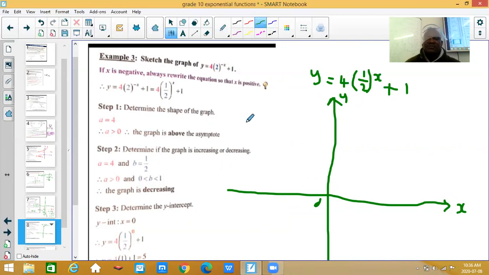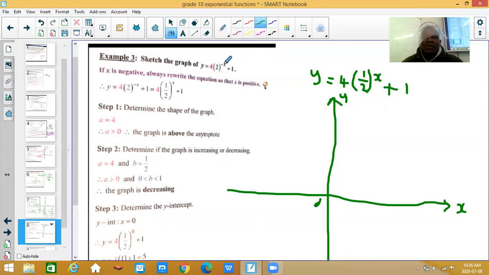The formula said y is equal to 4, brackets 1 over 2, then you go to the power x. Isn't it supposed to be 1 over 2 to the power of x, not everything to the power of x?